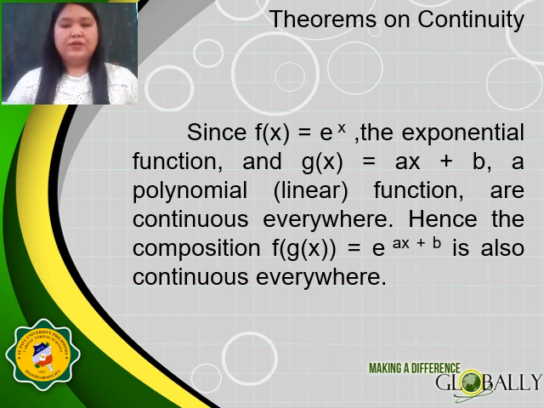So our function e raised to ax plus b is the composition f of g of x. So since both of the functions f and g of x are continuous everywhere, therefore the composition f of g of x, which is equal to e raised to ax plus b, is also continuous everywhere.